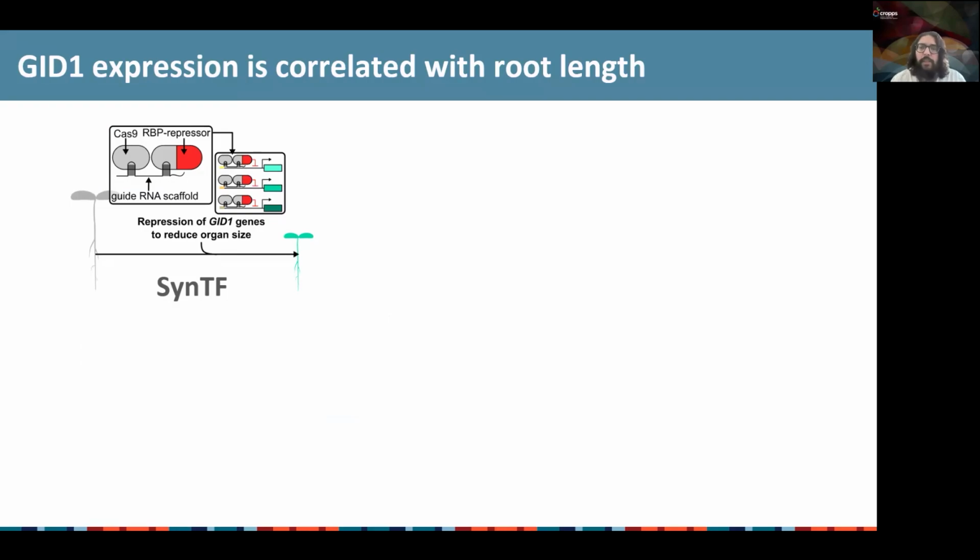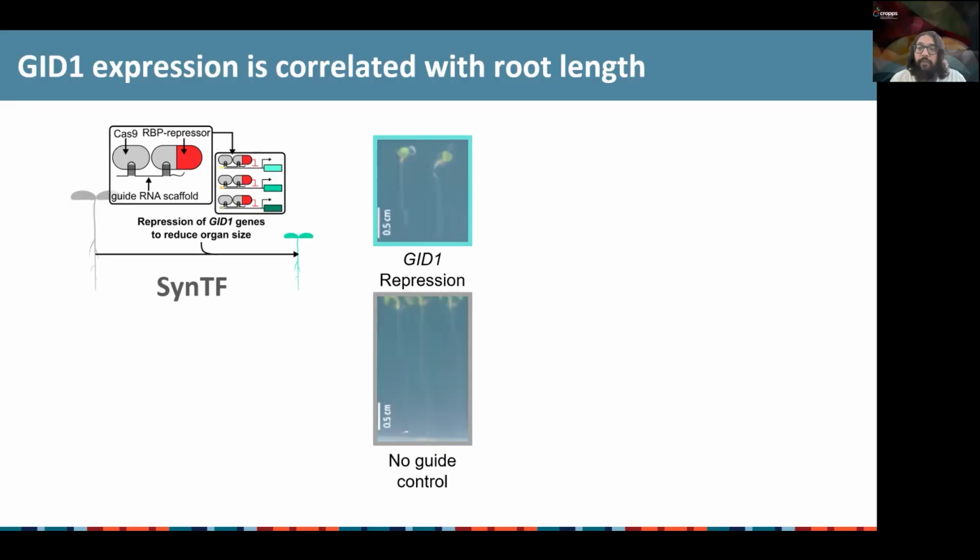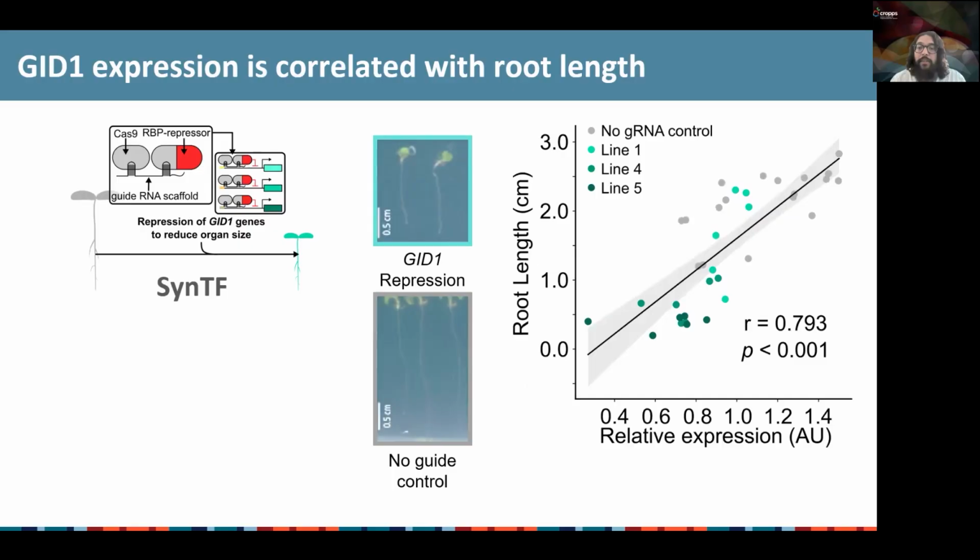To test this prediction, we built stable lines of the model plant Arabidopsis thaliana that expressed repressors targeted to the promoter of each GID1 gene. We then phenotyped these plants, and we saw significant dwarfing in the roots as predicted by the model, and that the strength of regulation controlled the magnitude of organ size change.